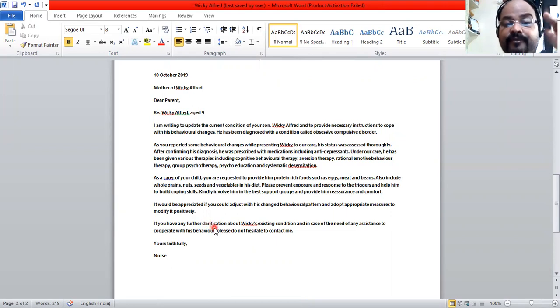If you have any further clarification about Wicky's existing condition, or need any assistance to cooperate with his behavior, you might need assistance with clarification of his condition, or assistance to cooperate with his behavior. If you need assistance for either of these, please contact me. Yours faithfully, nurse. So that's what we have written here in this particular case.